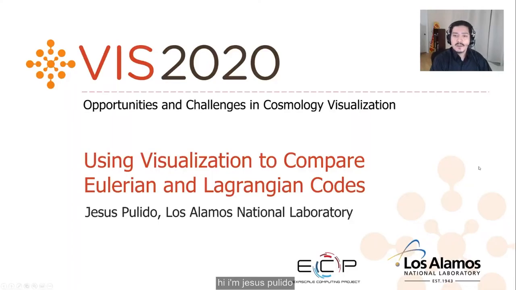Hi, I'm Jesus Pulido. I'm a staff scientist at the Los Alamos National Laboratory. And today I'm going to give a talk on using visualization to compare Eulerian and Lagrangian codes.